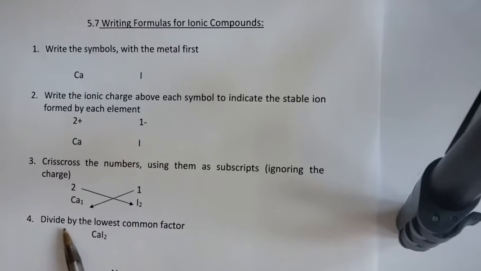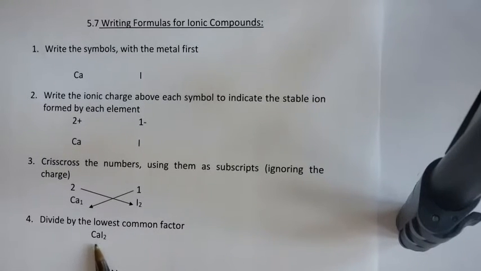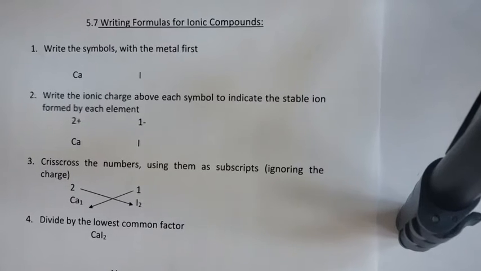Now the last thing says divide by the lowest common factor. And this is not an example of one of those, but if you had like a 2 here and a 4 here, you can almost like common factor it down. And we'll run into some examples like that soon.